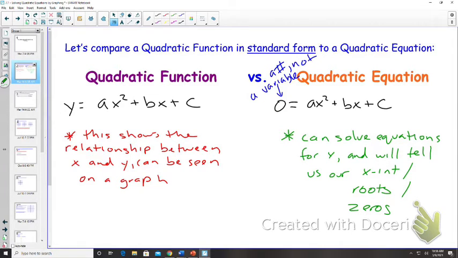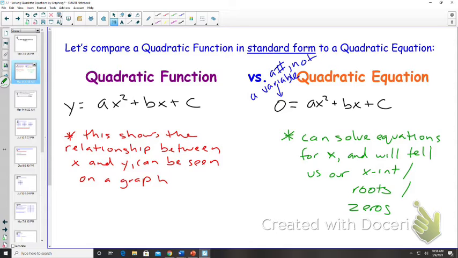Wait, you can solve equations for y or for x? For x. Yeah, so we want to find what... I just thought that was a y. Yeah, this should be an x, sorry. Yeah, so we're going to solve for x, and that will tell us the x-intercepts, okay?